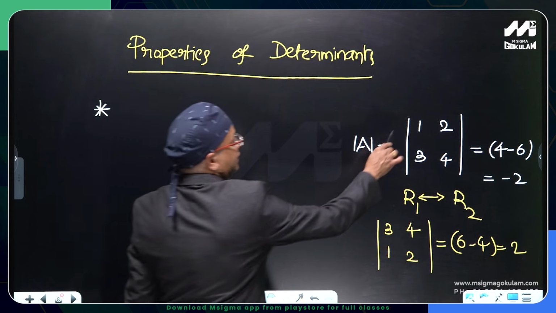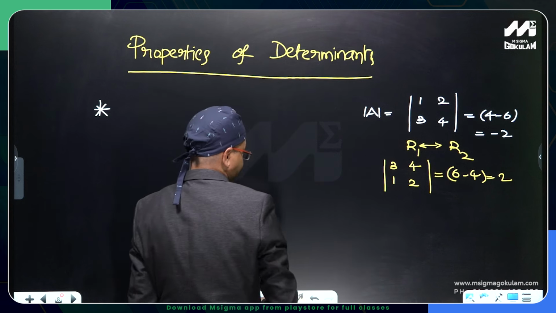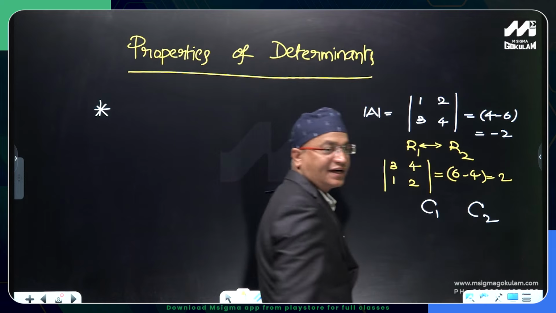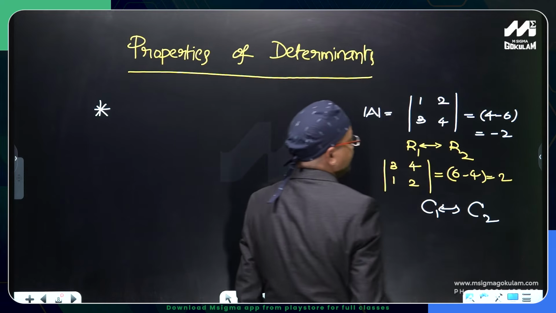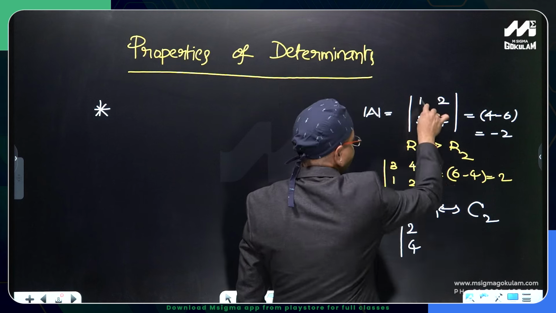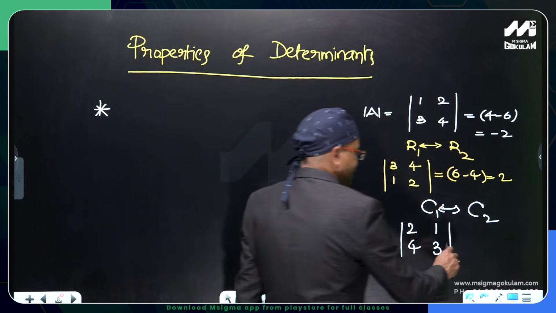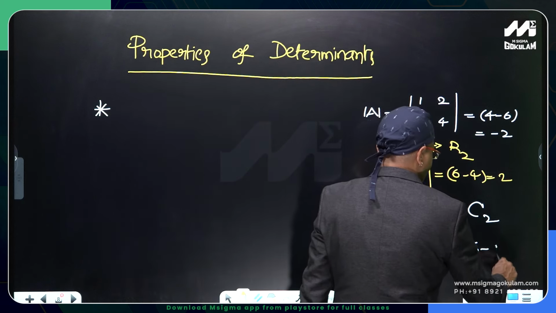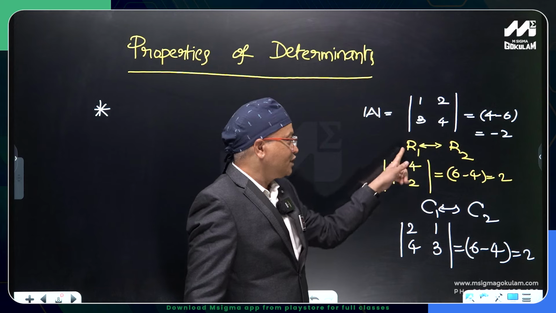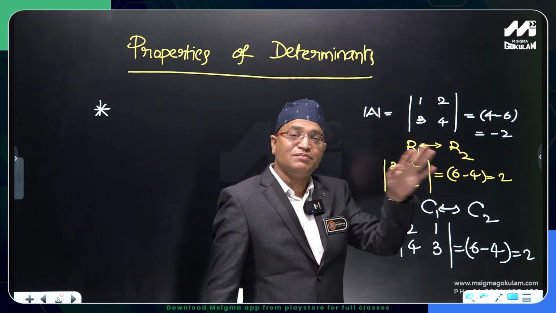Similarly, if you interchange these two columns, let us see. C1, first column, and C2, second column, interchanging with a double arrow. I write 2, 4 first, then 1, 3 next. Column-wise interchange. Then what is this value? 2 into 3, 6 minus 4 into 1, 4. That is also 2. The original determinant value was minus 2. If you interchange any two rows or any two columns, what is the change in the determinant? The value will be changed by a sign.